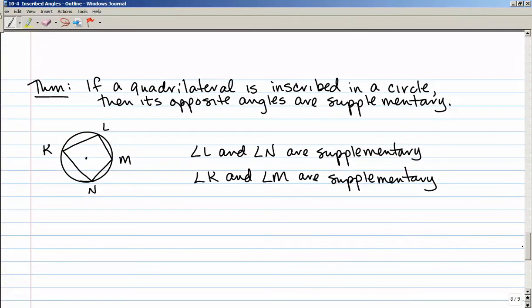Okay, and I think this is our last theorem in this section. If a quadrilateral is inscribed in a circle, then its opposite angles are supplementary. So here we have quadrilateral KLMN, and it is inscribed in the circle. All of the vertices of the quadrilateral are on the circle. This theorem says that angle L and angle N are supplementary. So remember, those two would add up to 180 degrees, and angles K and M are also supplementary. They would add up to 180 degrees.